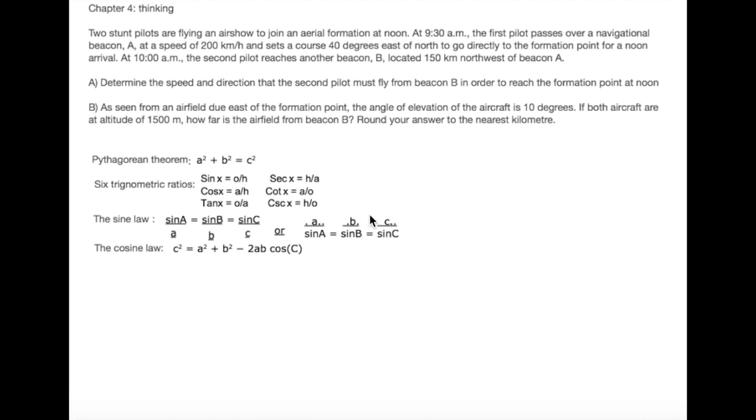Chapter 4 Thinking. Two stunt pilots are flying to an airshow to join an aerial formation at noon. At 9:30 a.m., the first pilot passes over a navigational beacon, A, at a speed of 200 kilometers per hour and sets a course 40 degrees east of north to go directly to the formation point for a noon arrival. At 10 a.m., the second pilot reaches another beacon, B, located 150 kilometers northwest of beacon A.